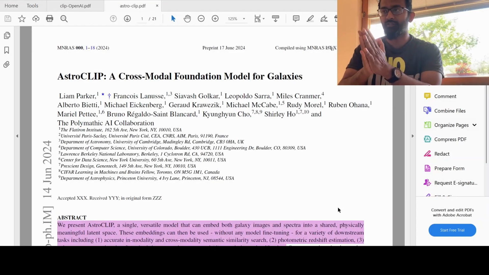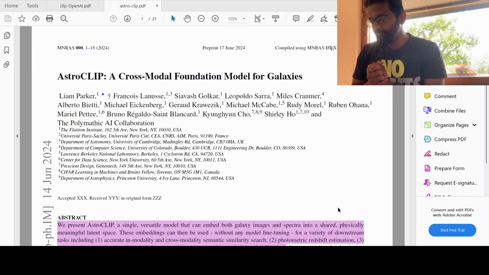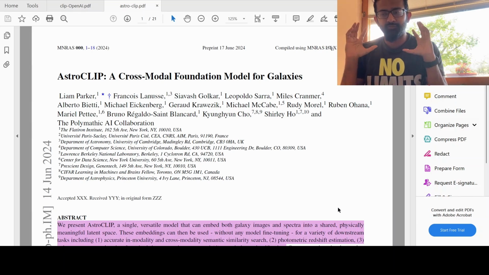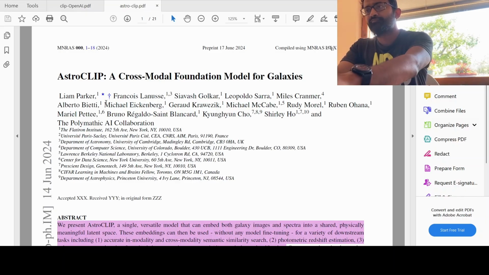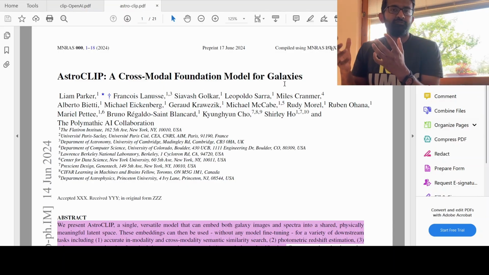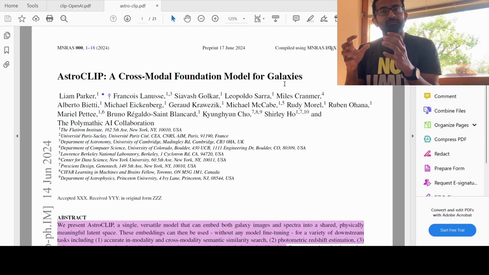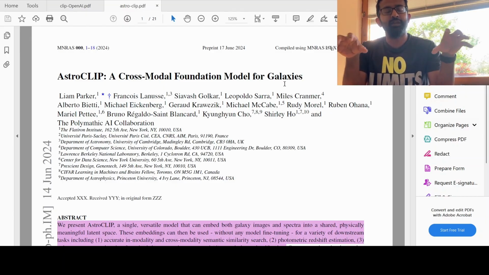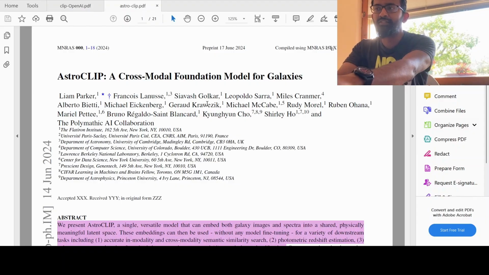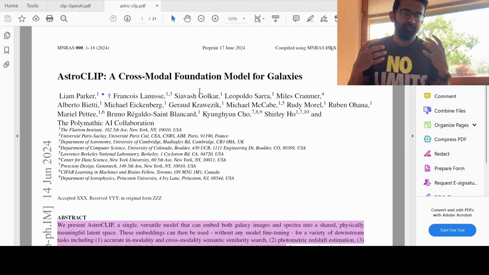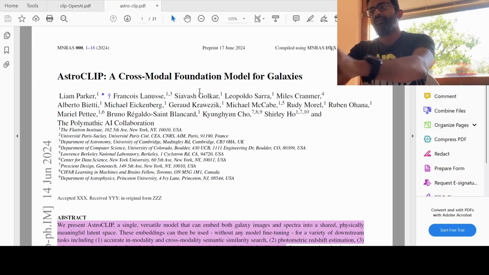Okay, so we are back. Now we are diving into applications of this very cool idea of CLIP in astrophysics data. If you read the title, it's a cross-modal foundation model for galaxies. We already touched upon cross-modality, different modalities of data, text and image, and of course we touched upon foundation models. Now they present this as a foundation model for galaxies. So how does it work?